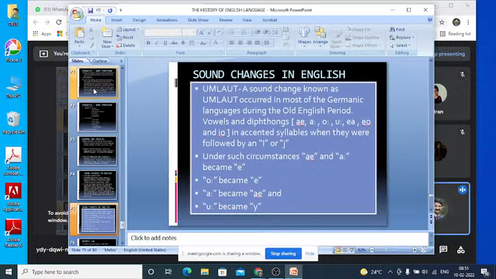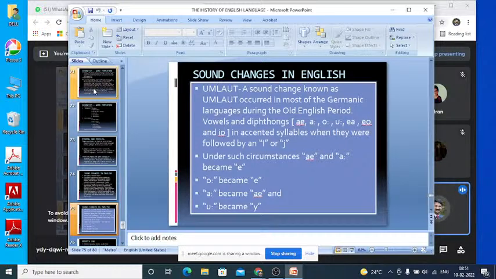In the last element you can see, under such circumstances, the first one became a, the second one also became a again, the third one is becoming a, and the last one is becoming the ear. Similarly, that's about all these four; you can understand they are monophthongs.